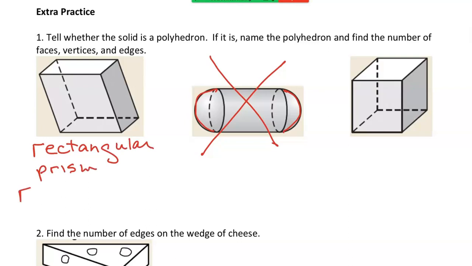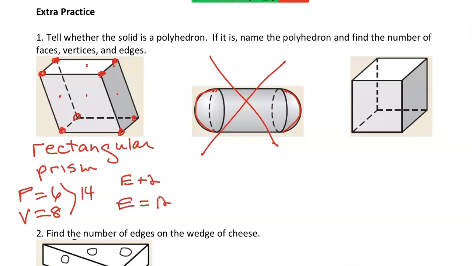And let me see how many faces this has. I can count the front and the back, that's 1, 2. Sides, 3, 4. Top and bottom are 6. So the faces are 6. I think the vertices are easy to count too. 1, 2, 3, 4, 5, 6, 7, 8. So the vertices are 8. That's together 14. So that has to equal E plus 2, so E must equal 12, because remember, F plus V equals E plus 2.